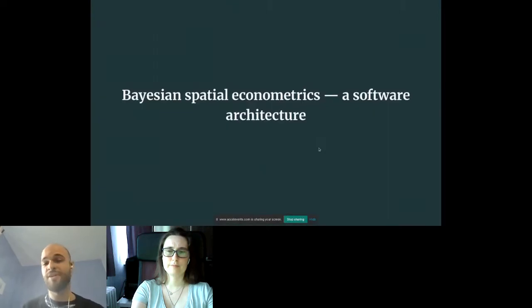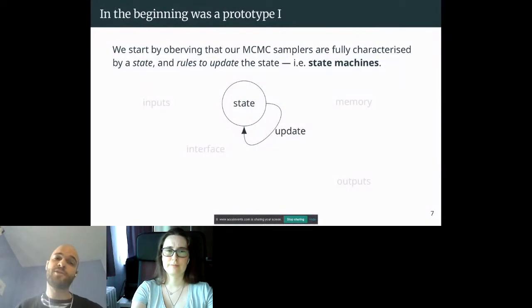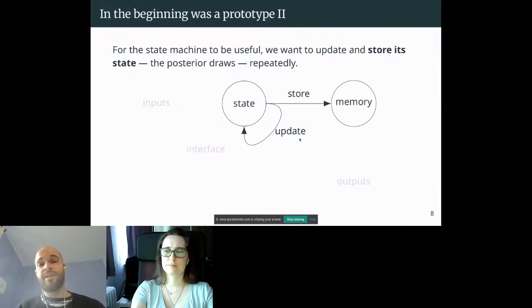So let's talk about the software architecture. Now, the first critical observation is that the MCMC sampler is basically fully characterized by a certain state, right? So the parameters are at this and that level, and rules to update this state. So, okay, we have some data. How do we change the state? Or basically, how do we draw anew from exactly this posterior? So it's a finite state machine. We just have the parameters and rules to update it. And to actually use such a state machine, we want to update it repeatedly and store the state in memory. So we have posterior draws.